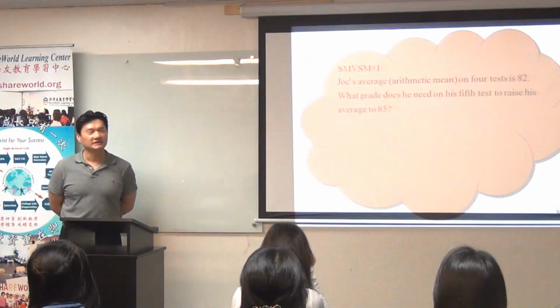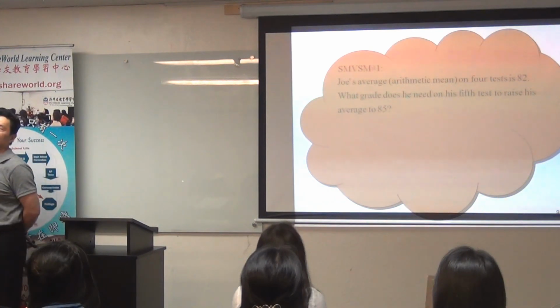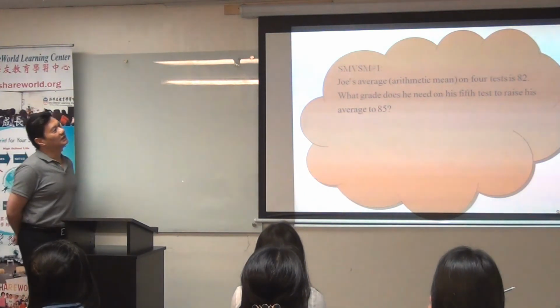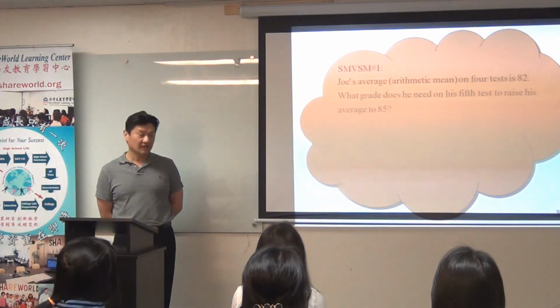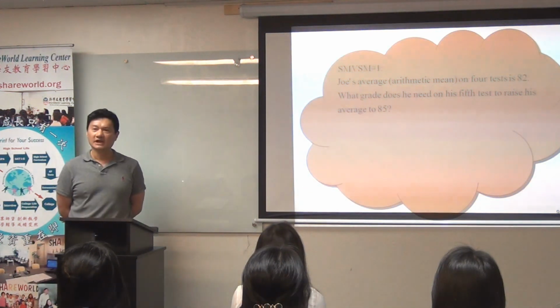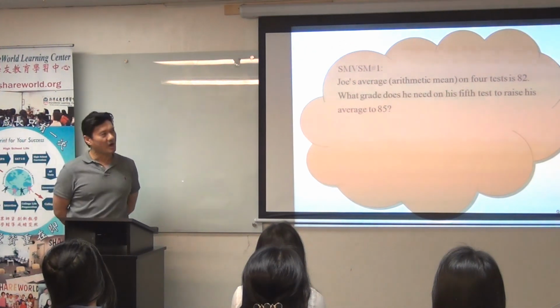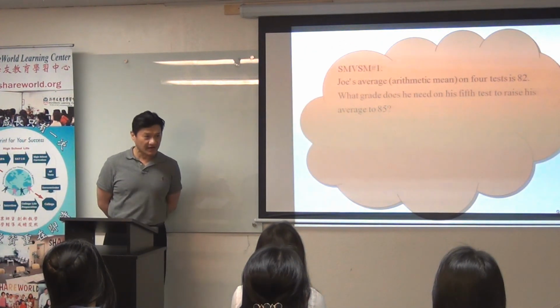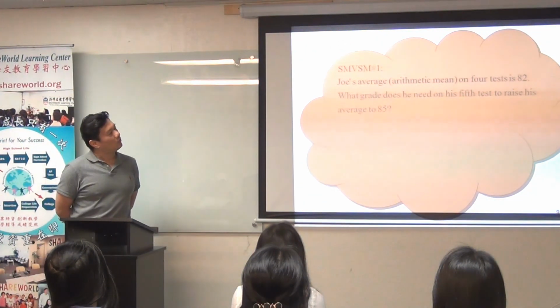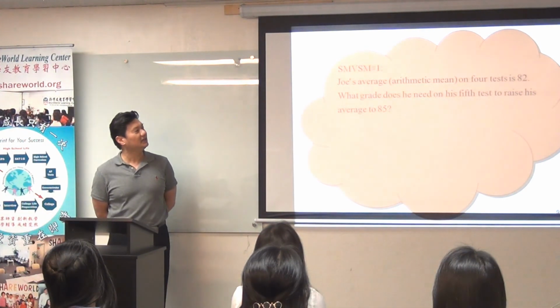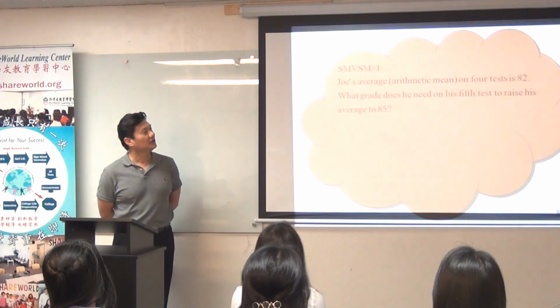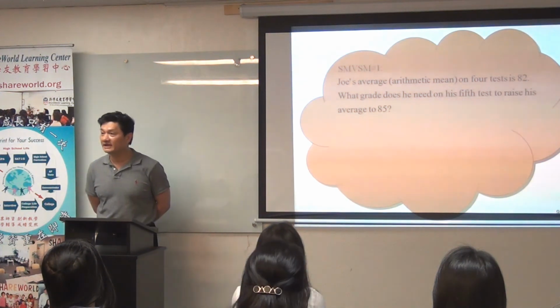And how about this one? The second question is a little bit different, a little bit difficult. Joe's average on the 4 tests before is 82. Well, Joe says, I promised my mom I have to study harder to get a higher average. Joe wants to go to 85, okay? What grade does he need on his 5th test to raise his average to 85?